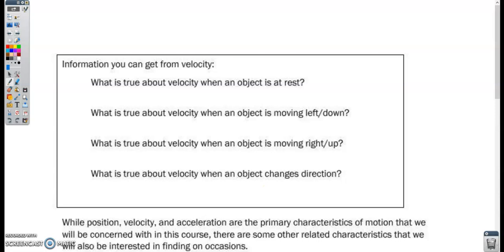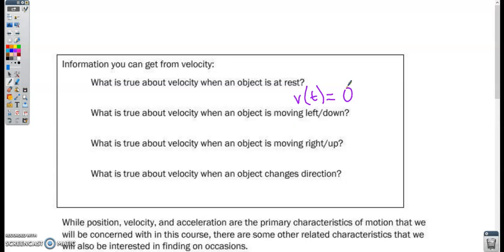So if velocity is the change in position with respect to time, the change in position when an object is at rest is 0. And therefore, what's true about the velocity when the object is at rest? Velocity has to be equal to 0 when an object is at rest. So if you look at a velocity graph and you see that it is 0, that means that the object is at rest, even if it's only temporarily.